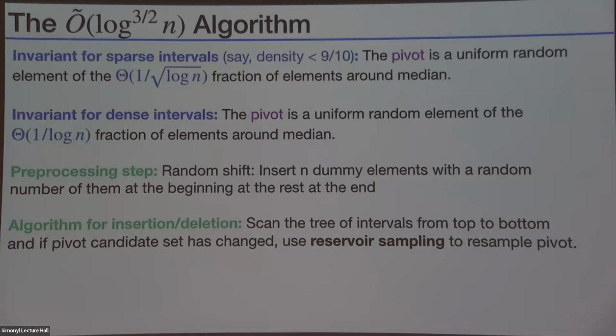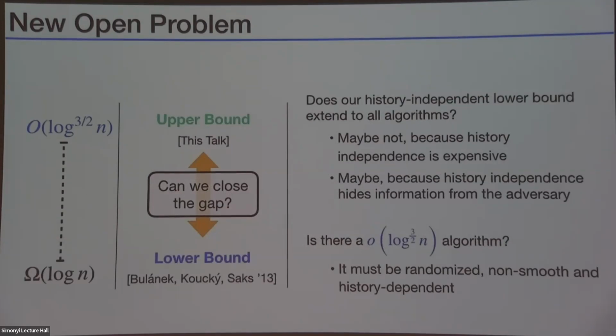Okay, so this is the way that the algorithm works. And now if you don't have more comments and questions, I'll just move on to stating the open problems that we have now. So we have a new open problem, which is closing the gap between log to the 3/2 n and log n. We don't know what the correct answer is.